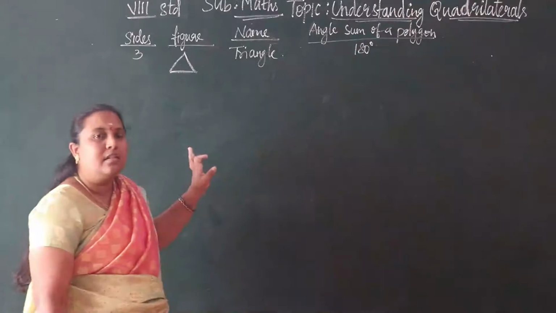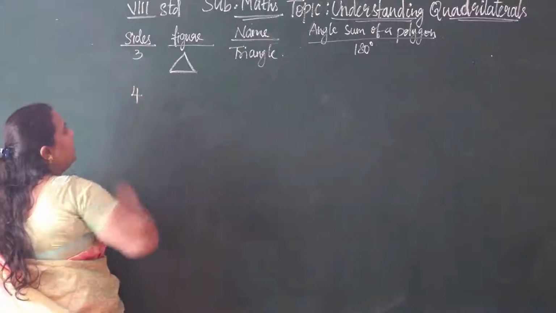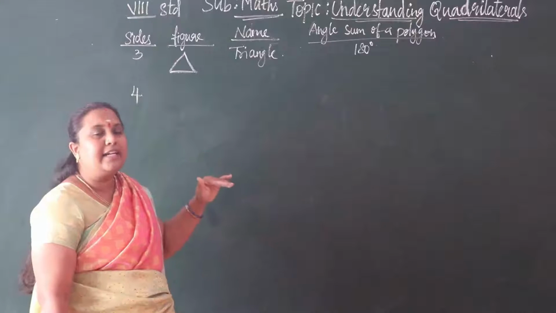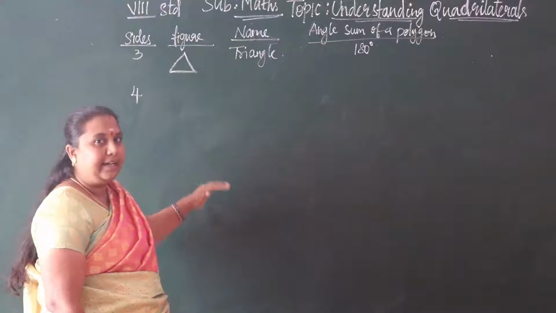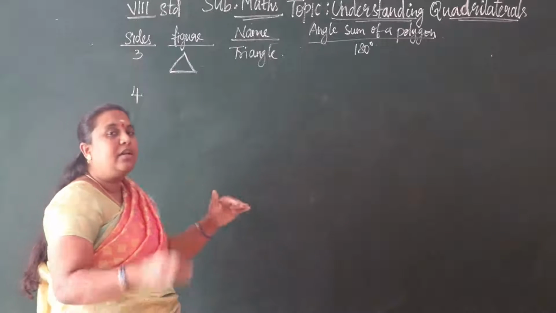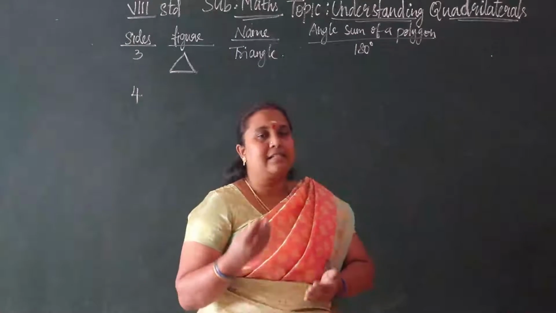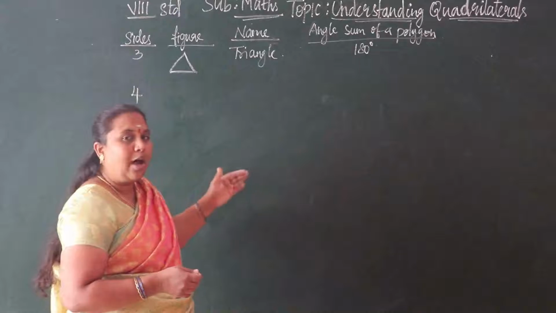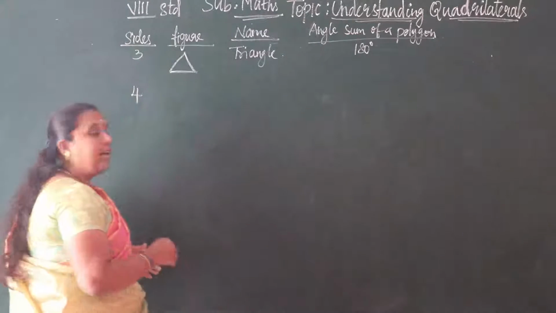See here, 180 degrees, and then we have a four-sided polygon. A four-sided polygon, we can say, is a quadrilateral. Okay, so in a quadrilateral we have so many types of quadrilaterals. Let us see that later on. After seeing this concept we can move on to the types of quadrilaterals in our next class.